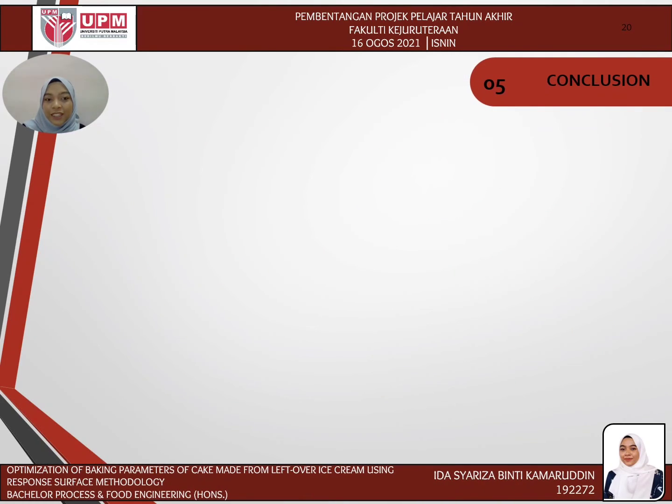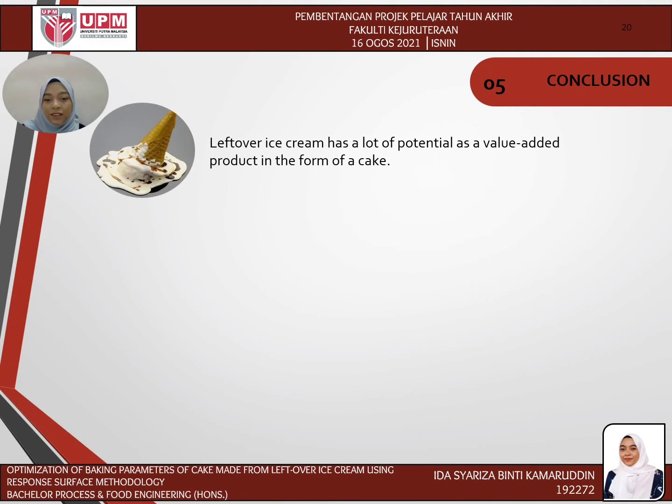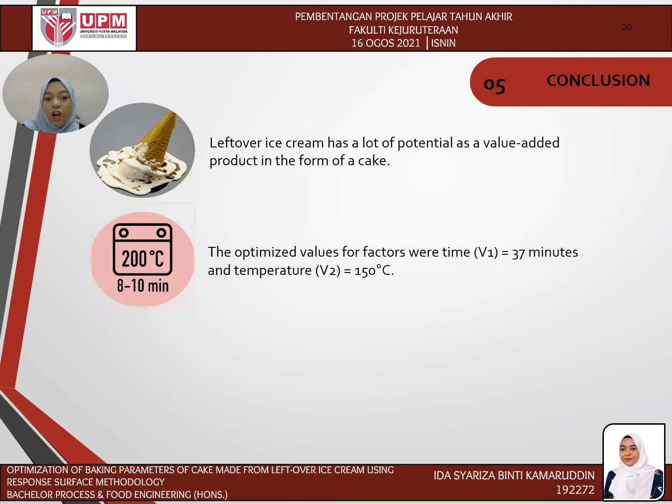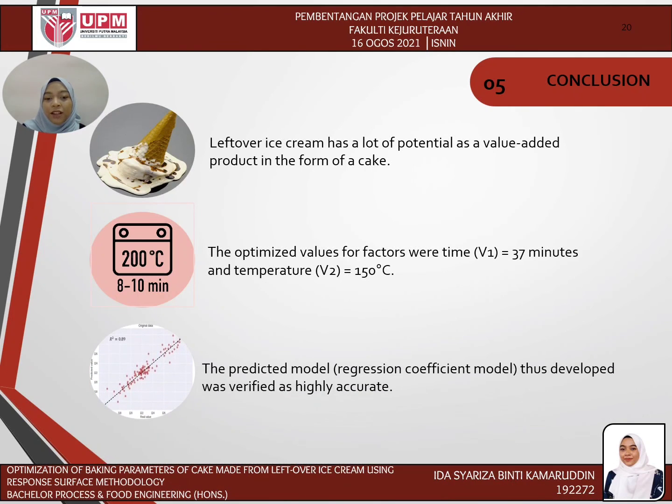As for the conclusion, the leftover ice cream has a lot of potential as a value-added product in the form of a cake, and also in other forms of bakery products such as croissants and donuts. Secondly, the optimized values of the factors were 37 minutes and a baking temperature of 150 degrees Celsius. And lastly, the predictor regression coefficient model thus developed was verified as highly accurate.